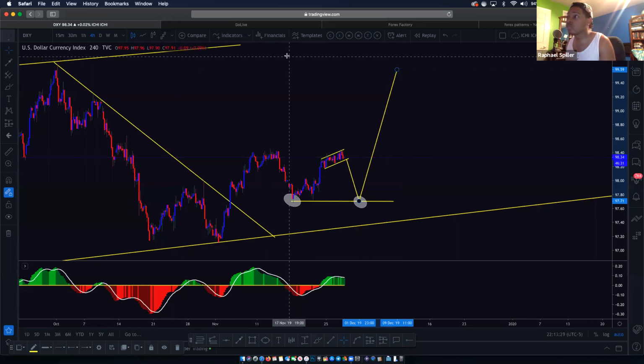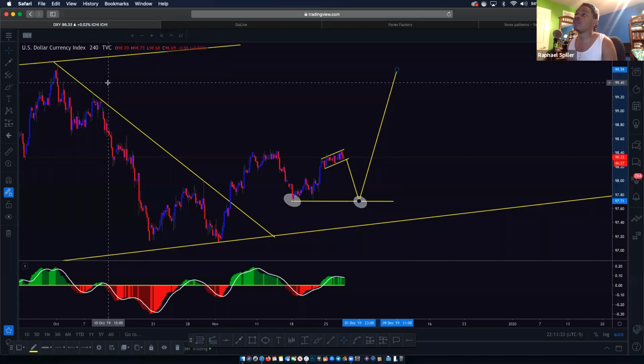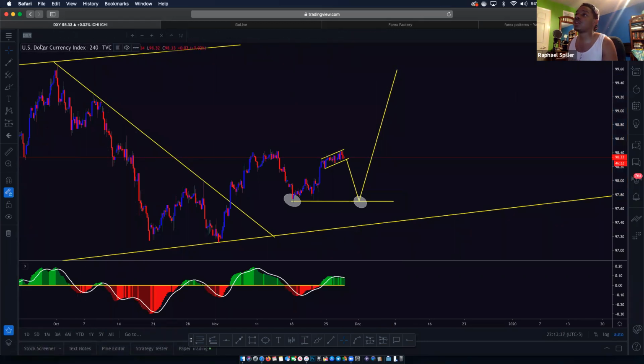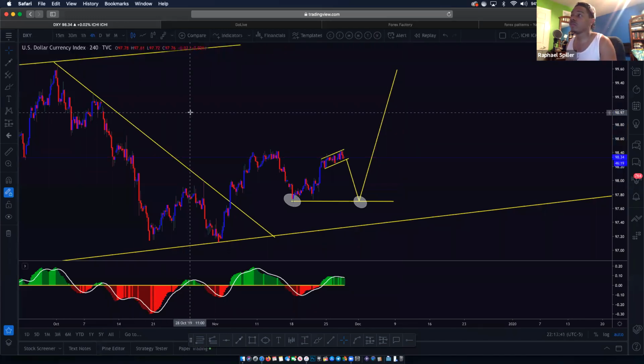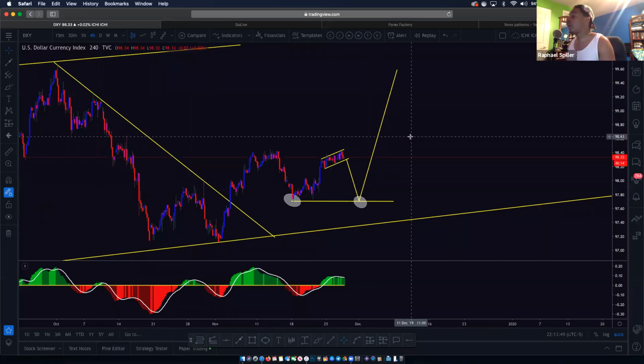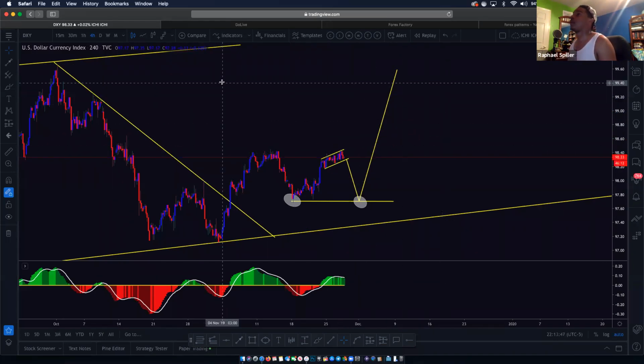Make sure that I answer these questions. How to get the DXY? Go on the top left-hand corner, right? This is your search bar. It doesn't really give the symbol, but this is your search bar. You just type in DXY, click enter, and it pops up. That's it. All right, moving forward.